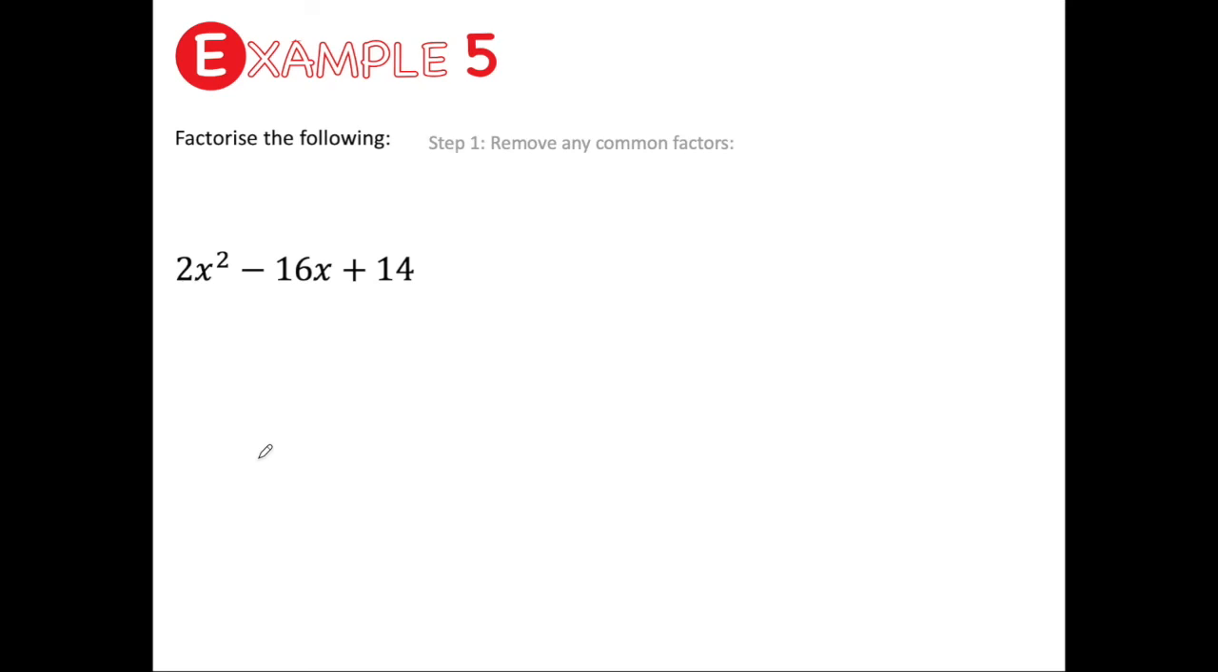So this time you can see that we do have some common factors we can remove, and we've got a common factor of 2. So now we can divide all of our terms by 2. So 2x squared divided by 2 is x squared, 16x divided by 2 is 8x, and 14 divided by 2 is 7. So I can write x squared minus 8x plus 7 inside a set of brackets, and then I'll put my common factor of 2 outside of those brackets.